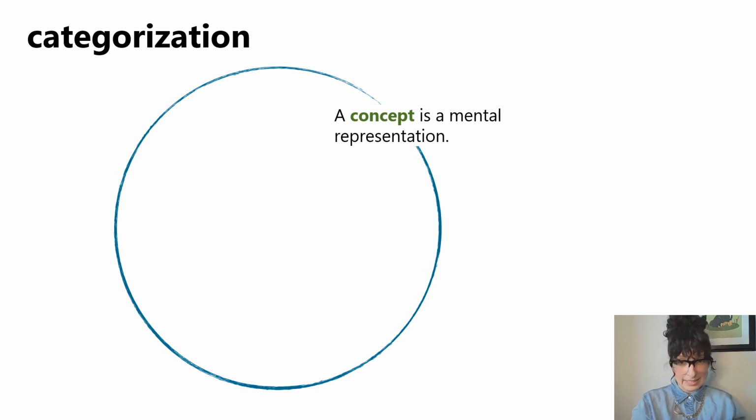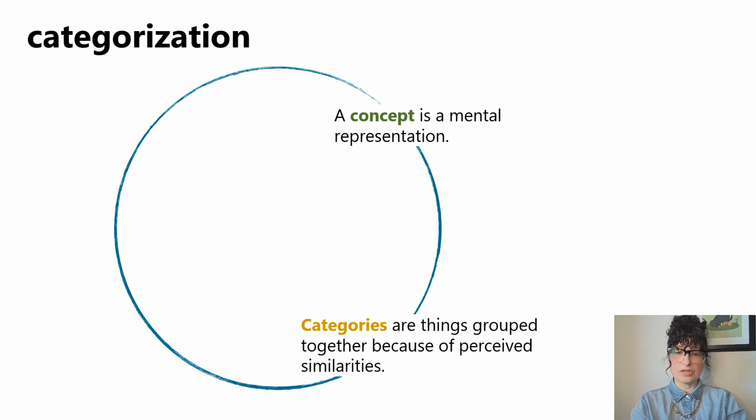So what is a cat? You have a mental conceptual idea of what a cat is. Categories are a way to organize concepts. These are things that are grouped together because they have perceived similarities. A category is really a collection of instances that are treated as if they are the same on some level. So you have a concept of a cat, and you're going to treat tabby, Siamese, Russian blue as perceived similar instances and put them into a category together.